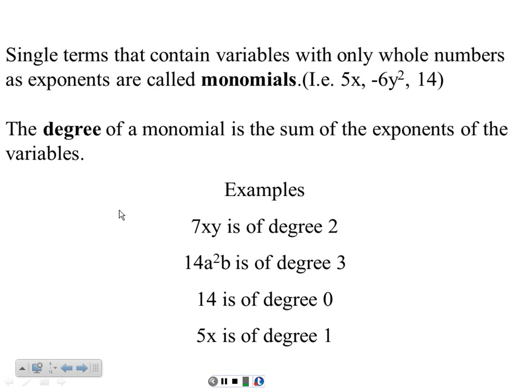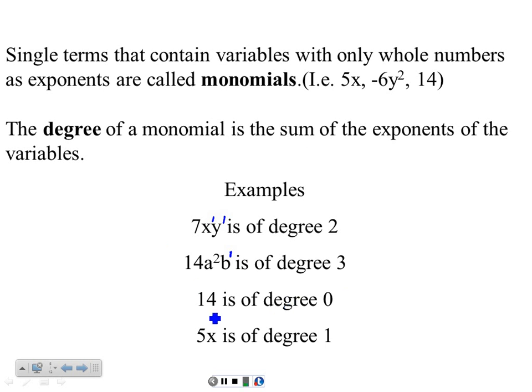So for example, 7xy, x has an exponent of 1 and y has an exponent of 1, and 1 plus 1 is 2, and therefore the degree of this monomial is 2. The degree of this monomial, 14a squared b to the first power, is 3 because 2 plus 1 is 3. So remember, you're adding the exponents of the variables only.